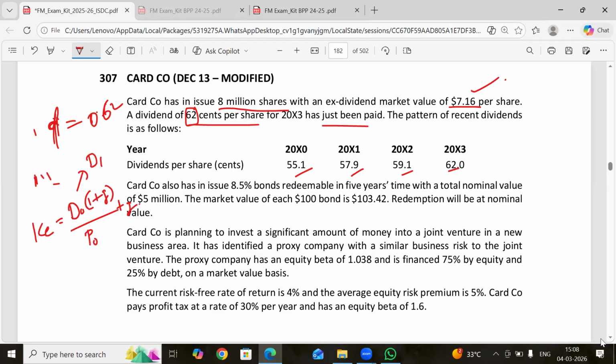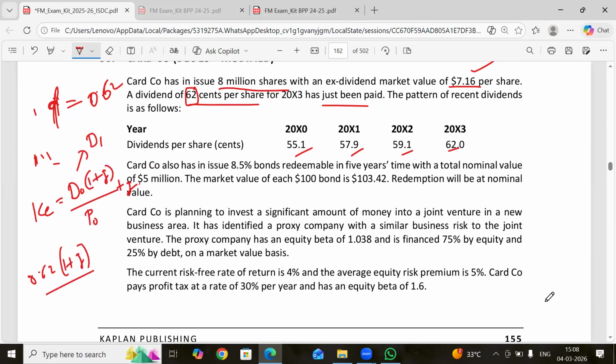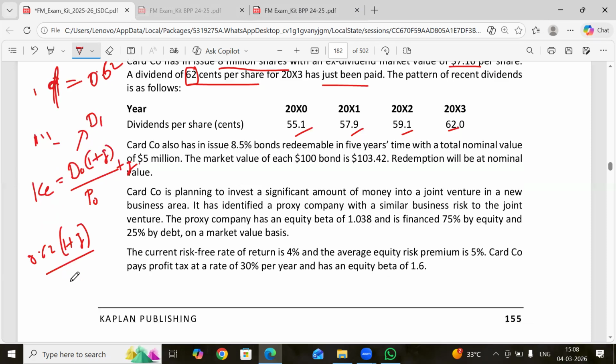So for all this, we have one data, that is 0.62. We know the dividend. We have to just get the growth factor. We have one more data. What is the share price given to you in the question? The share price is 7.16. The only data we don't have is the growth. So we can find out the growth. How will we find it?